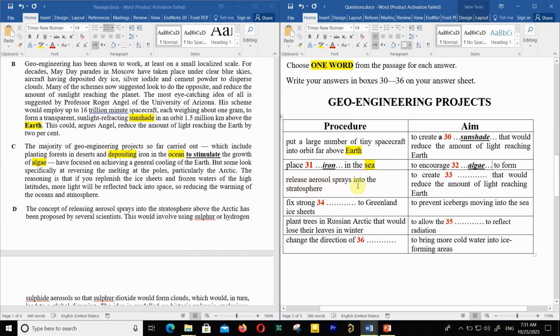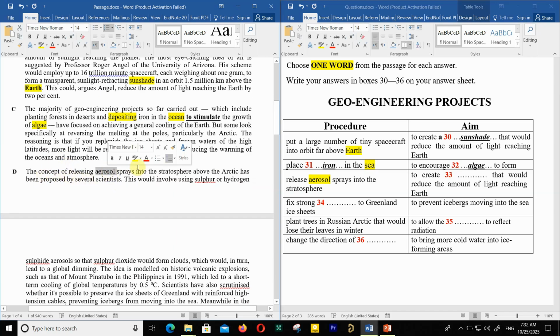So, release aerosol sprays into the stratosphere to create what? That would reduce the amount of light reaching Earth. Maybe aerosol is a good word to look for in this question. You see, sometimes you can use another sentence to find the answer. Just pick the easy ones to look for. Where is aerosol? Where is it? I cannot see it in here. But here, the concept of releasing aerosol. Here, this is it. So, to create what?